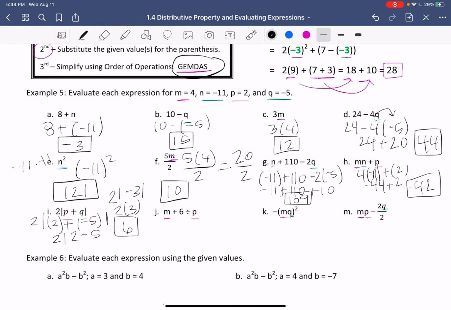J, we have m plus 6 divided by p. So what we have is 4 plus 6 divided by 2. So the first thing we do is divide. Don't add that 4 plus 6 yet. Divide the 6 divided by 2. So that gives us 4 plus 3. And our answer is 7.